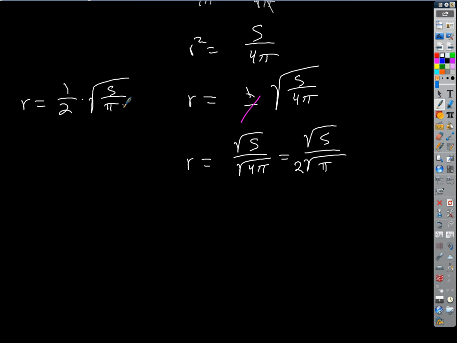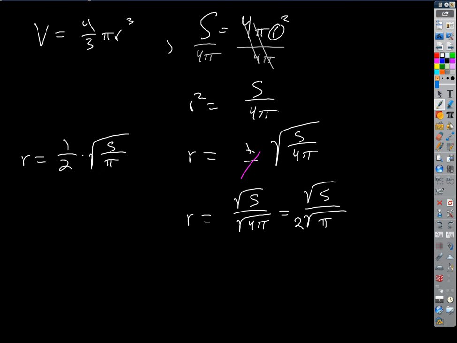Or I could just leave it as square root of s over 2 times the square root of pi. Either way, it doesn't matter. I've got this formula for r. Notice that r is now a function of s, right? So what would happen if I substituted this r into that equation? I don't want specifics, but what's my answer going to look like then? I'm going to get a bunch of numbers, but what's going to be my variable? It's going to be s, right?